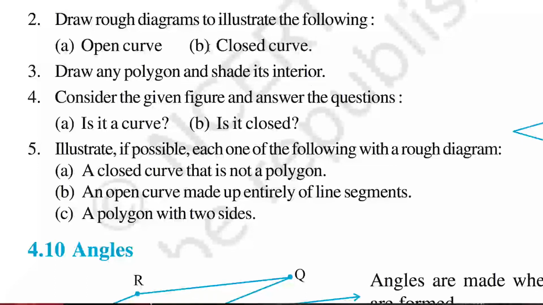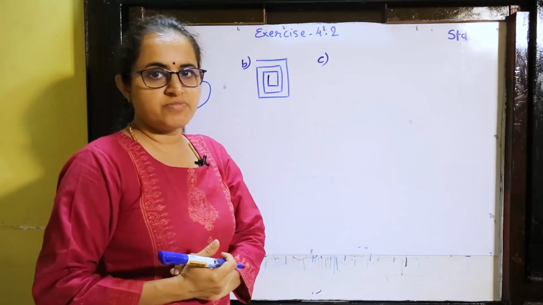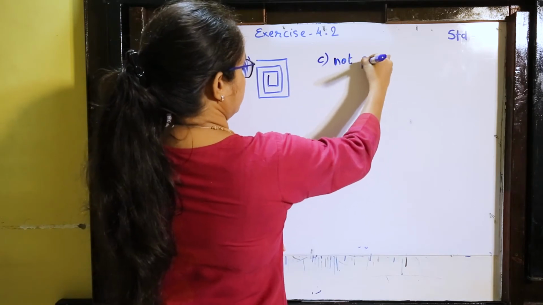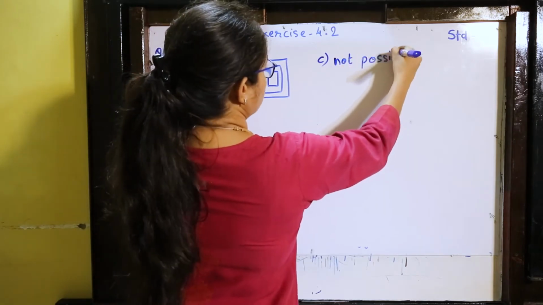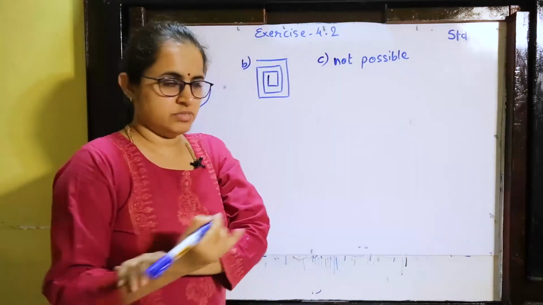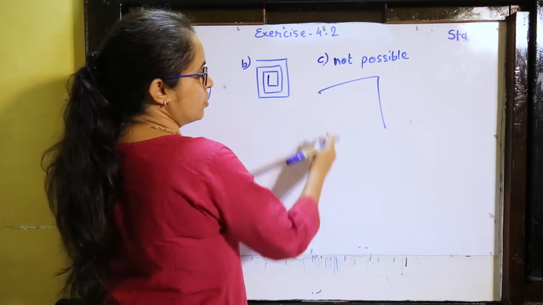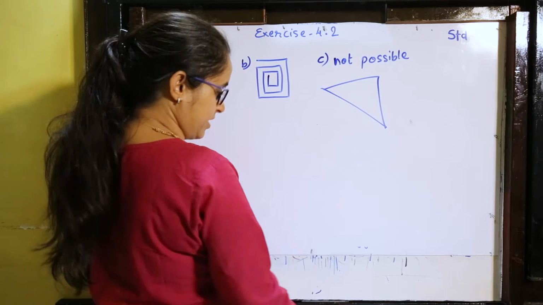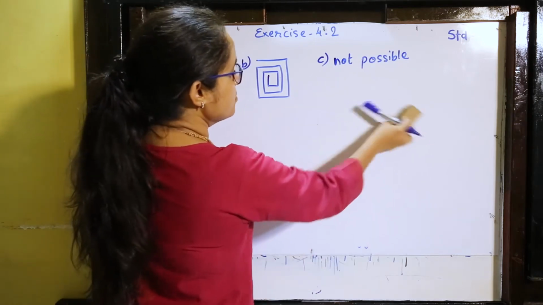Now, a polygon with 2 sides. No polygon can be made with 2 sides because it should be a closed figure. A polygon is a closed figure, and you can never draw a closed figure with two sides. So you have to write not possible. It is not possible, children, to draw a polygon with 2 sides only. See, I am telling you, it cannot become a polygon, because you need a third side to join it. So that's the not possible thing.